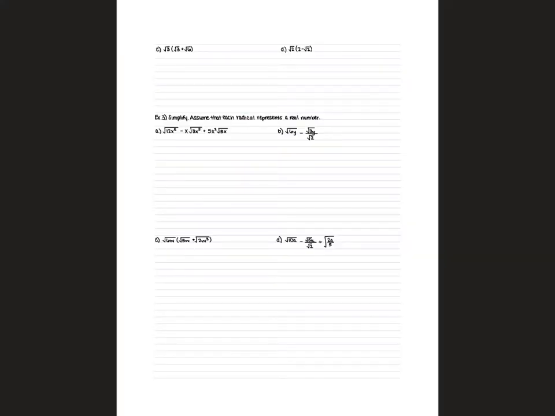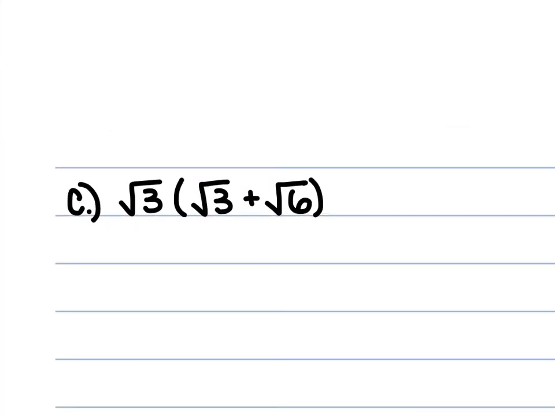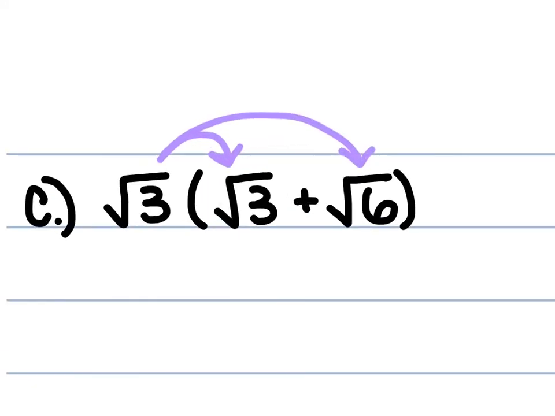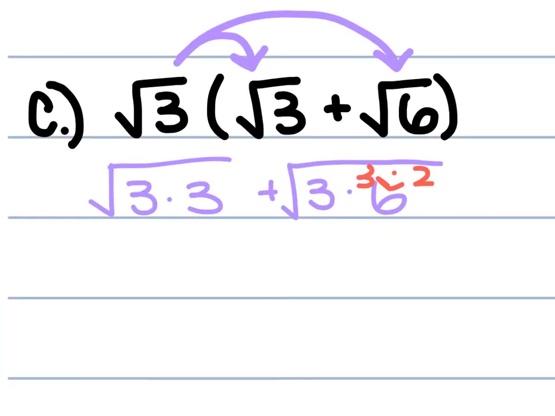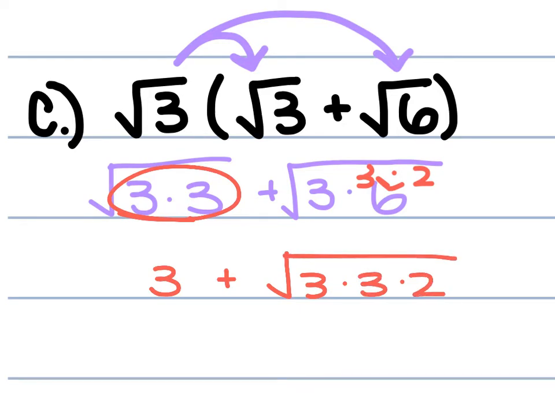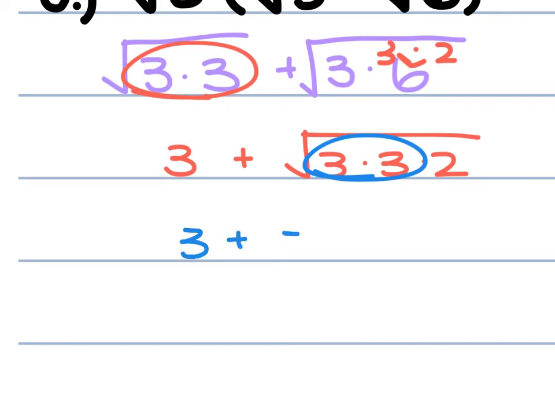For our next set of examples, C, we have the radical of 3 times the square root of 3 plus the square root of 6. So again, we can rewrite this as the square root of 3 times 3 plus the square root of 3 times 6. That's 6 is 2 times 3. So again, this is 2, so this is just going to be 3 plus the square root of 3 times 3 times 2. We're looking for groups of 2. We have 1 there, so it's going to factor out to be 3 plus 3 square root 2.